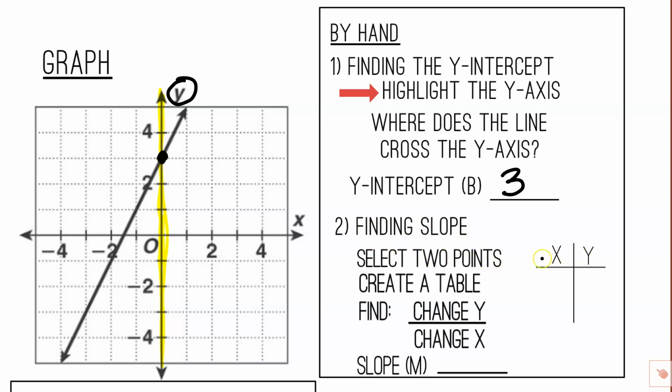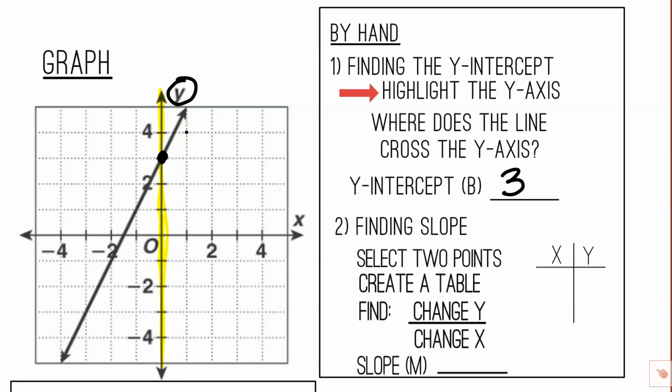All right, so for finding slope, same thing as before, we're going to select 2 points and create a table. So the x and y table, don't forget, x always goes first. Now, what's different with this one is that we do not have a 0, 0. This is a non-proportional one that we talked about in the last lesson. But we're still going to select 2 perfect points.